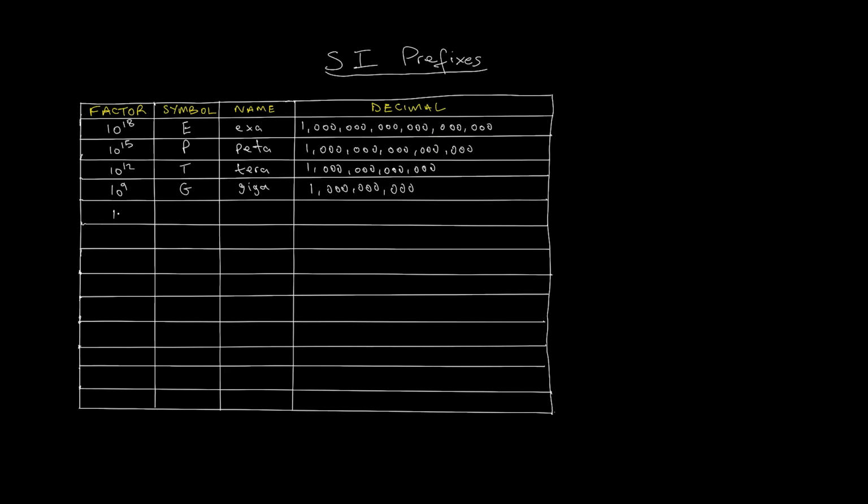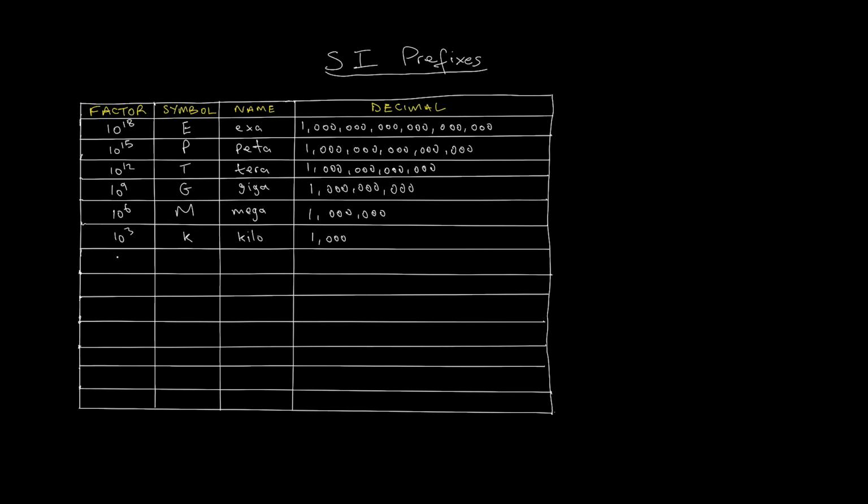10 to the power 6. We have capital M because this is mega. It's just 1 followed by those 6 zeros, predictably. 10 to the 3. We have a lowercase k, kilo. Kilograms comes to mind, etc. 1,000 grams. That's just 1 followed by 3 zeros.